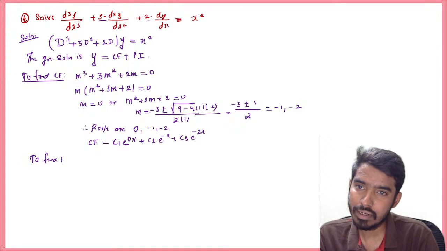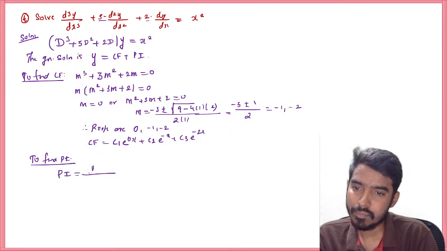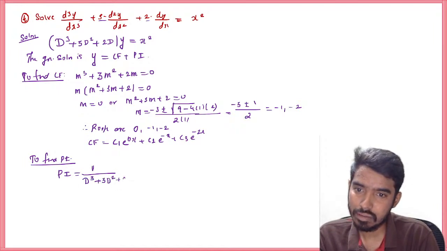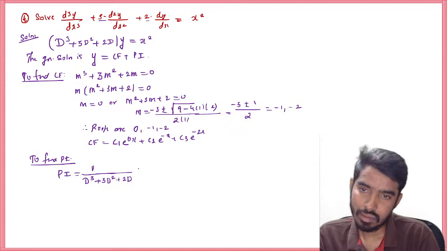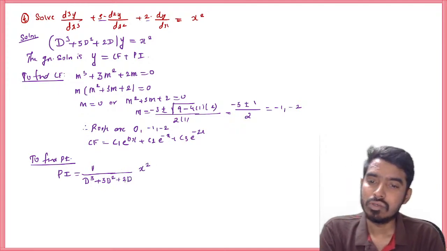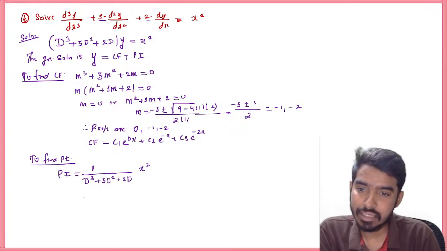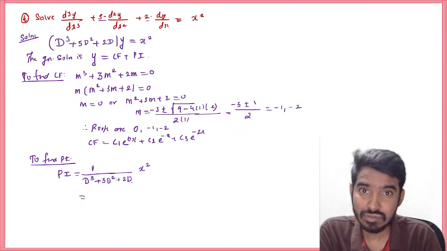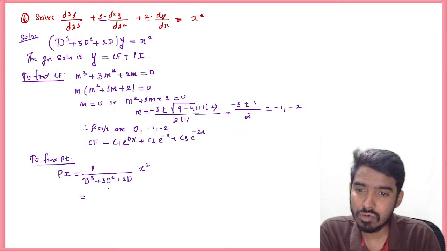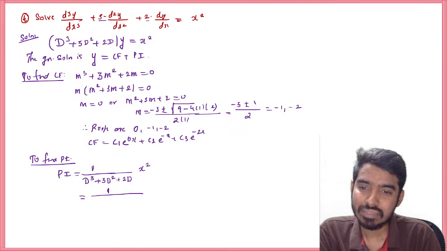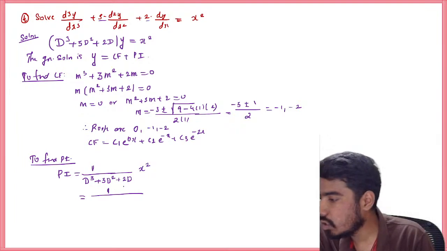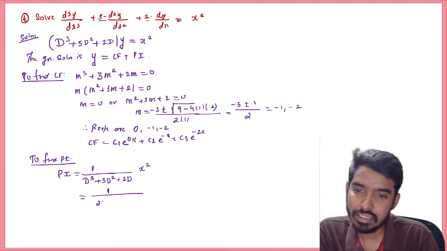Now we will find the particular integral. To find PI, PI is 1 divided by d cube plus 3 times d square plus 2 times d of x square, right? So what is the least order here? 2d is the least, right? As of now you think it's a polynomial, actually it is a differential equation. I'm just giving you a hint, a shortcut: you always take the least order outside. So 2d is the least order.